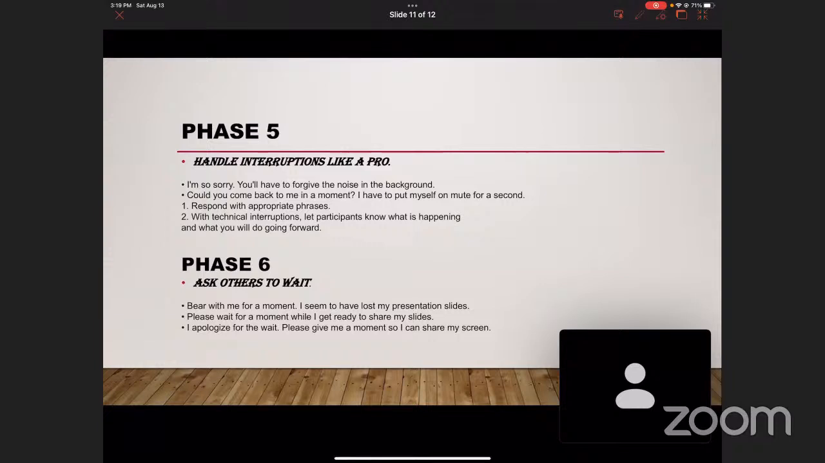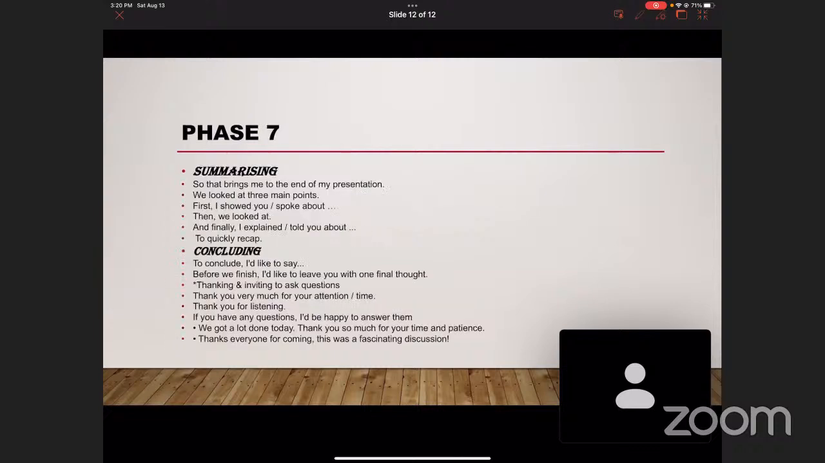Okay, and if you get an interruption by a participant, you should respond with appropriate phrases. With technical interruptions, let participants know what is happening and what you will do going forward. Phase 6 is to ask others to wait if you need them to wait by saying, bear with me for a moment. I seem to have lost my presentation slides. Or please wait for a moment while I get ready to share my slides. I apologize for the wait. Please give me a moment so I can share my screen.